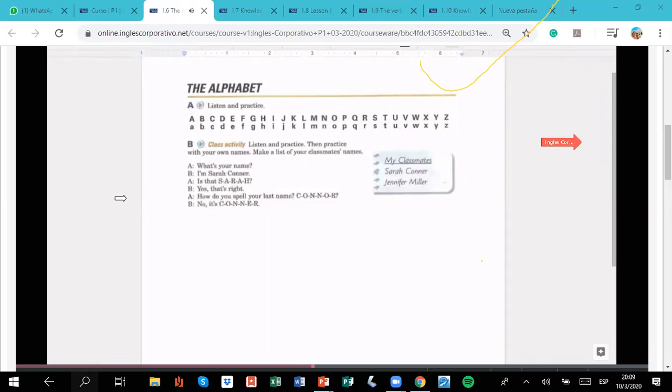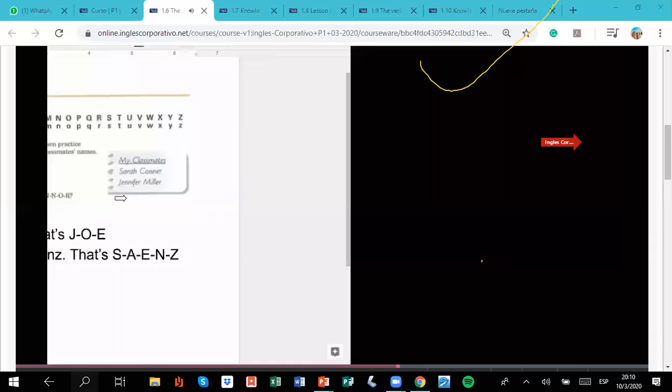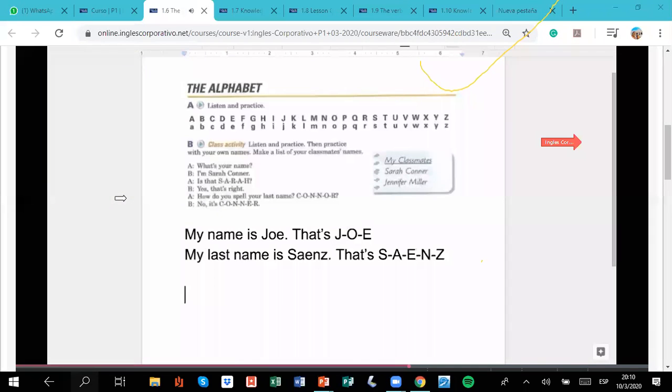Now, what I would like for you to do is to practice expressing your name and spell it out. For example, my name is Joe. That's J-O-E. And let me go ahead and write that. My name is Joe. And we're going to spell it out. That's J-O-E. My last name is Saenz. Okay. And let me go ahead and spell it out. That's S-A-E-N-Z. Spell the names of at least 10 folks. For example, your children, wife, parents, etc. I'll give a quick example of that.